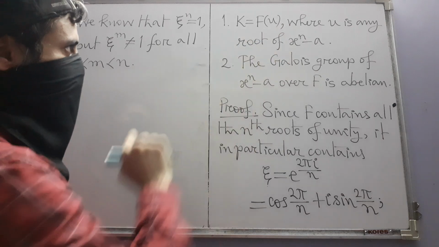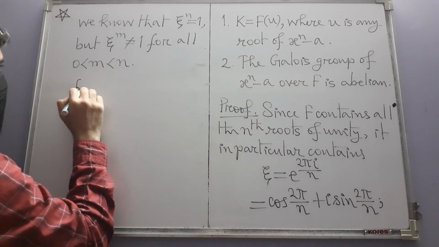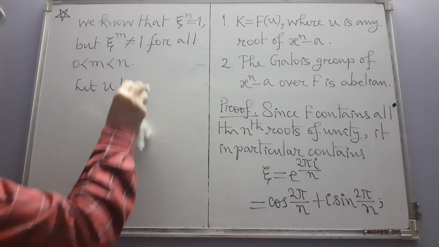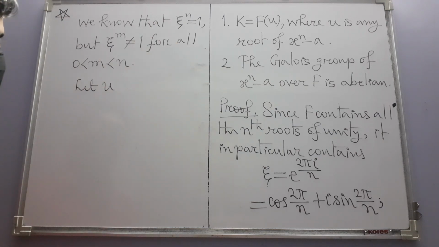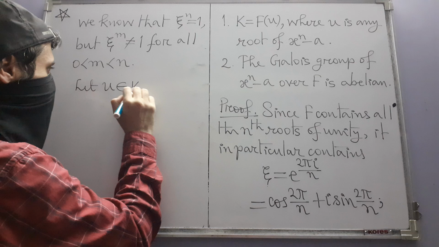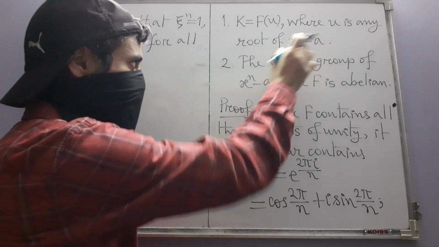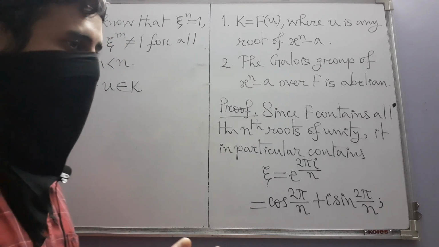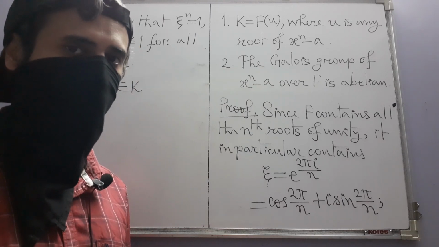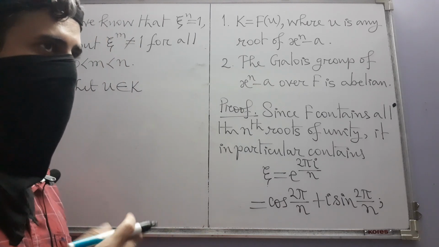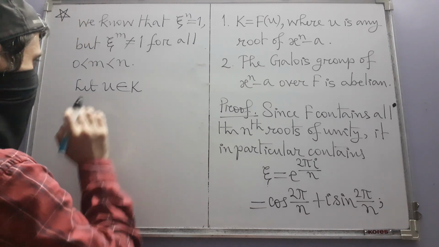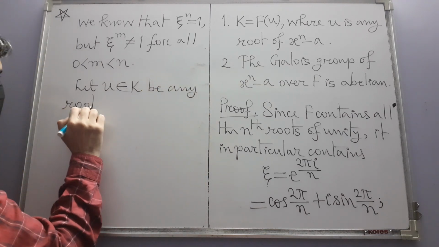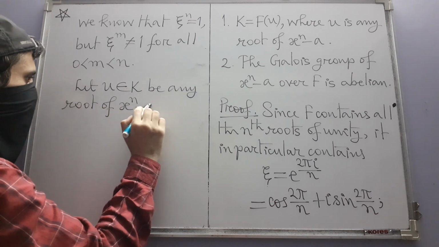So let us start by taking one such root. Let u be, oh by the way, where will u lie? u will obviously lie in K. Why? Because K is the splitting field of this polynomial, so by definition K has all the roots of the polynomial. And in fact, it is also the smallest extension of F with that property that it has all the roots. Smallest in terms of degree. So let u belonging to K be any root of this polynomial.